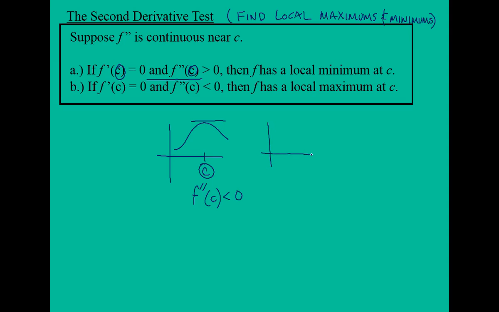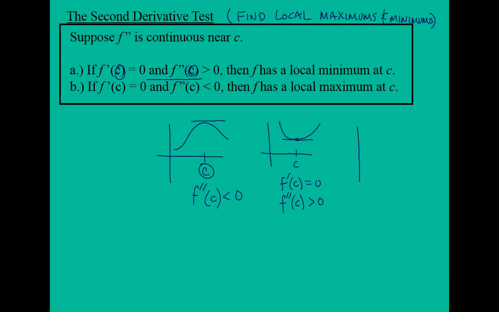And vice versa, if we had here a critical number at c, well, this first derivative at that point would equal 0. But if we took that same value and plugged it into the second derivative and got a positive value, that means it's concave upwards, so we would have a local minimum.